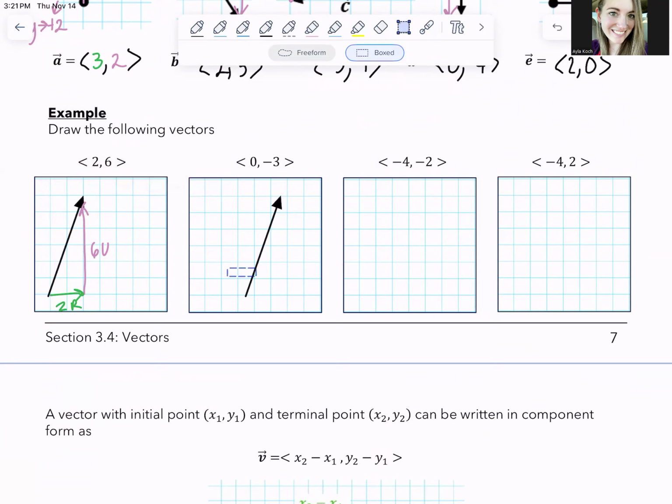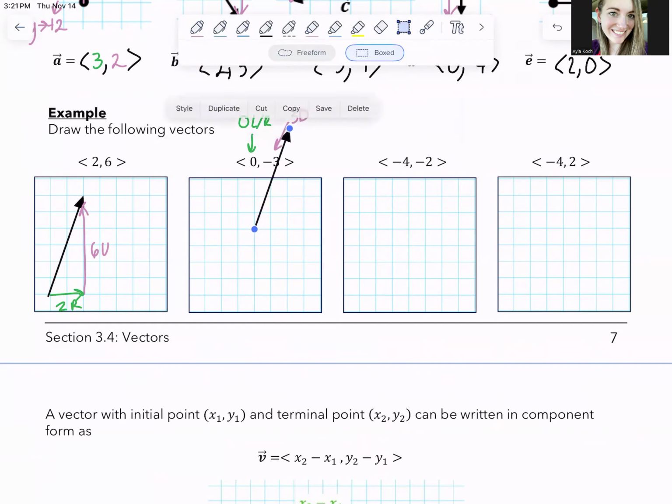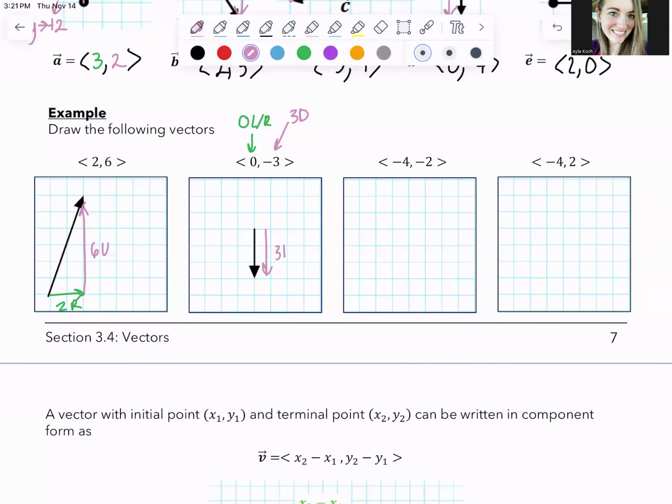<0, -3>. So I take the tail and I'm going to place it, maybe I should write this here. This is 0 left or right. And -3 would be down 3, so 3 down. So I'm just going to put the tail somewhere where I can go 3 down. 1, 2, 3 down, no horizontal movement. Right, 3 down. That's the vector.